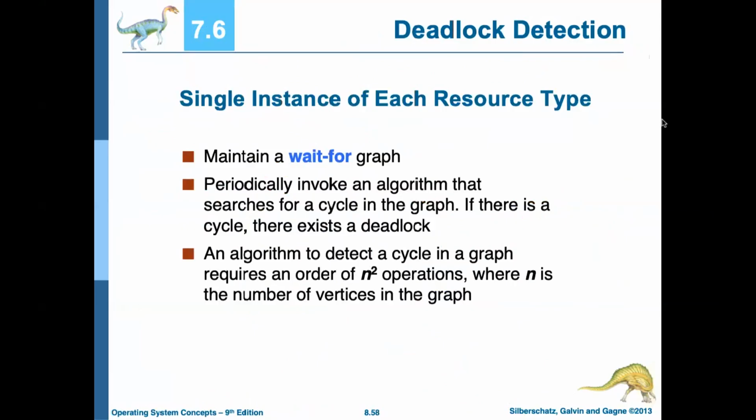Single instance of each resource type. So maintain a wait-for graph. Periodically invoke an algorithm that searches for a cycle in the graph. If there is a cycle, there is a deadlock. An algorithm to detect a cycle in a graph requires an order of n squared operations, where n is the number of vertices in the graph.